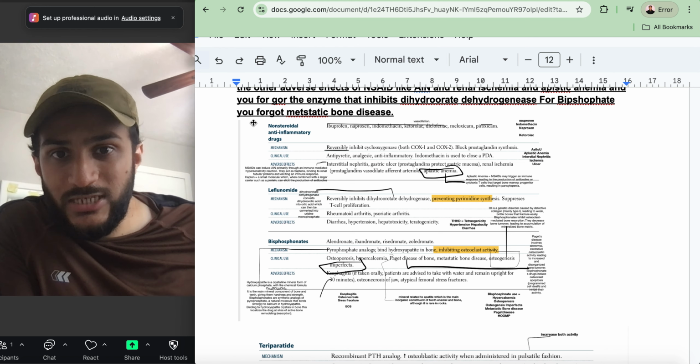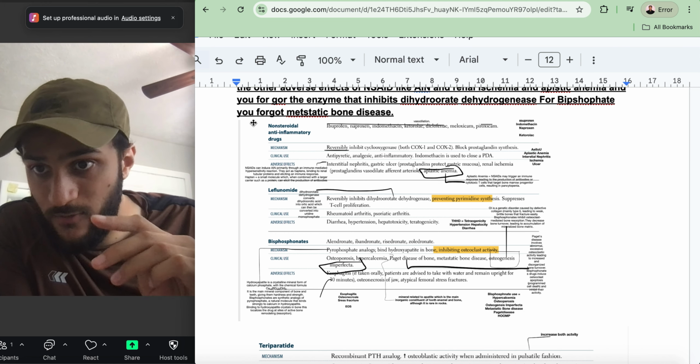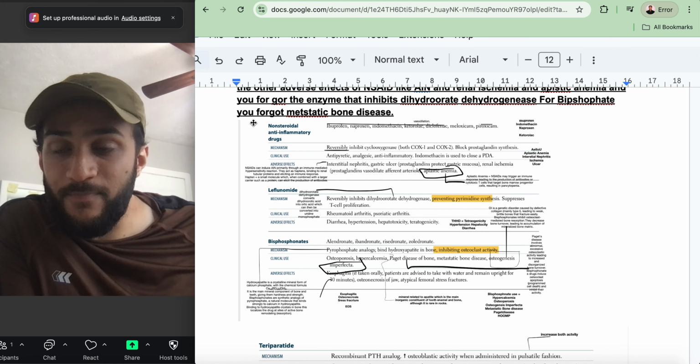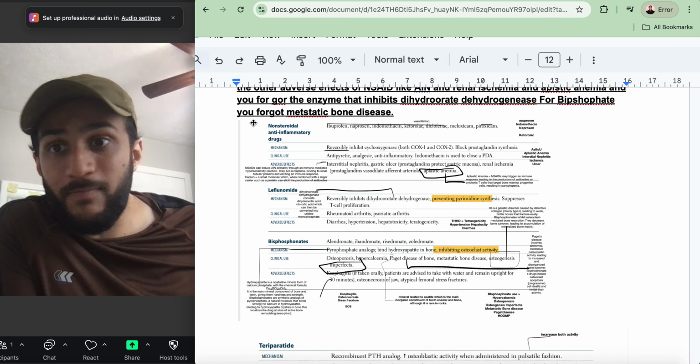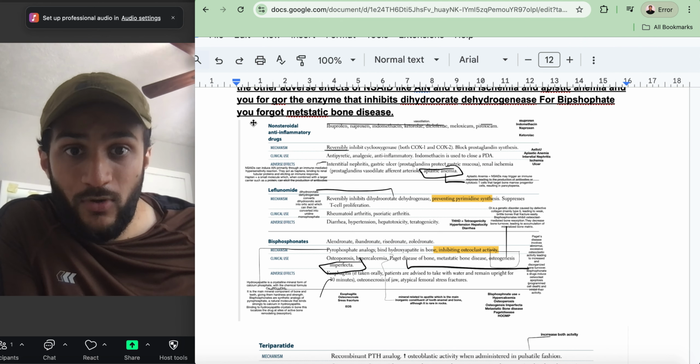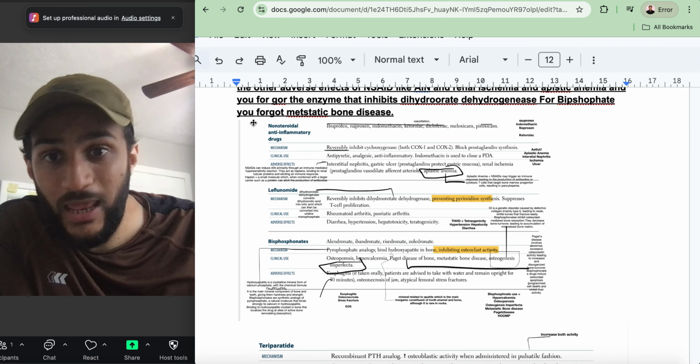They again do the same thing. They reversibly inhibit cyclooxygenase. They can cause interstitial nephritis. They can cause renal ischemia. They can cause GI ulcers. That's the main problem over here. That's where you go for celecoxib. And aplastic anemia.